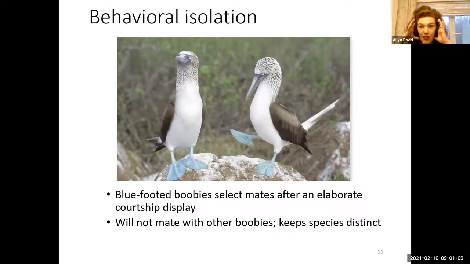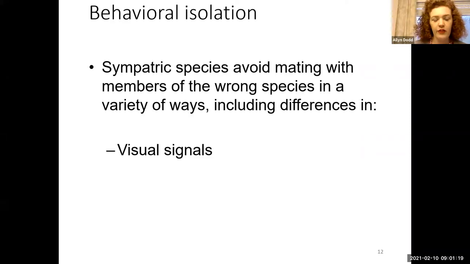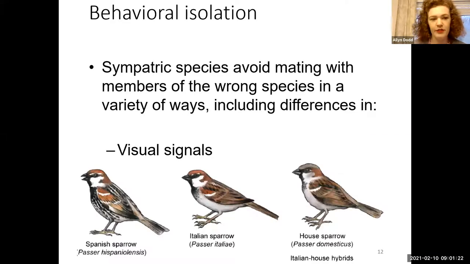You have to have the password, basically. It has to be the courtship display that they're looking for, or the female will not mate with the male. So this keeps the species separated. A few other ways this occurs are more visual signals.